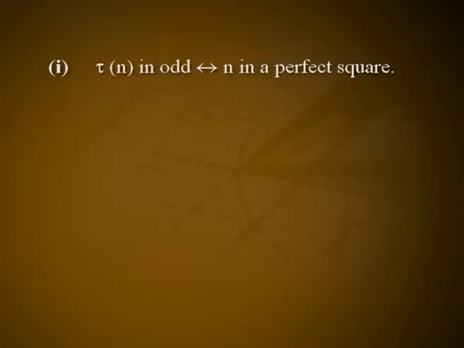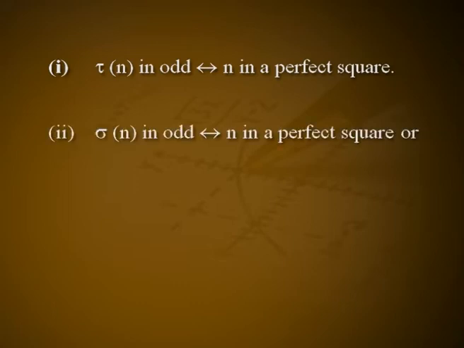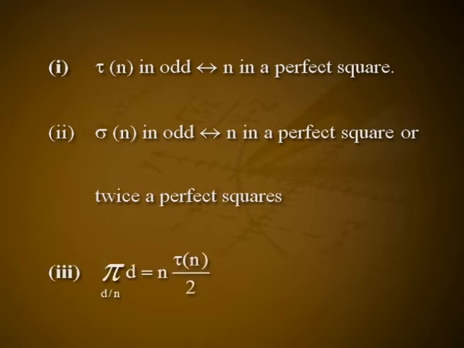Theorem 3. Let n be an integer greater than 1. Then the following hold. 1. τ(n) is odd if and only if n is a perfect square. 2. σ(n) is odd if and only if n is a perfect square or twice a perfect square. 3. The product of all d dividing n, d, is equal to n^{τ(n)/2}.